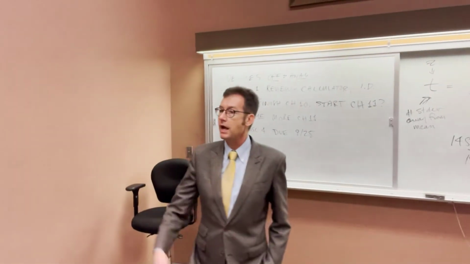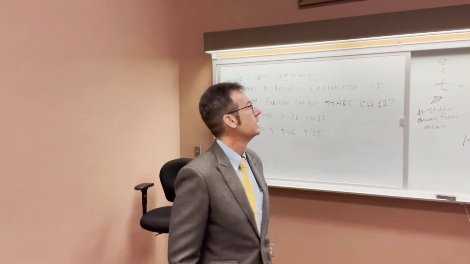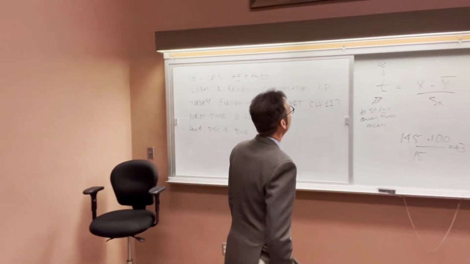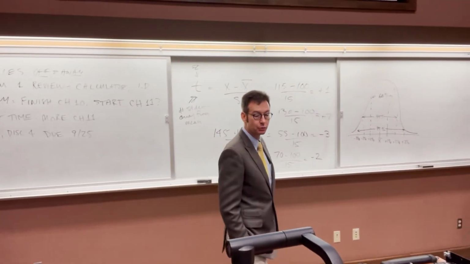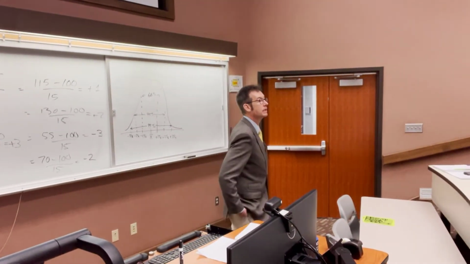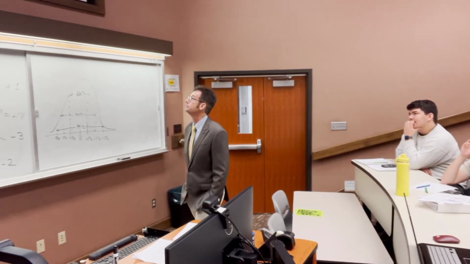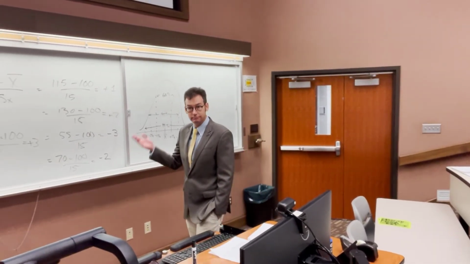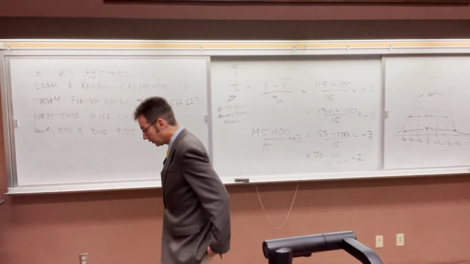20.5%. 20.5. How did you get that? 32.3 minus 11.8. Yeah. So she started out saying, well, I know the plus one standard deviation is 32.3. I'm going to subtract 11.8 and get 20.5. I can check her work by taking 11.8 minus 20.5. What do I get? Minus 8.7%.